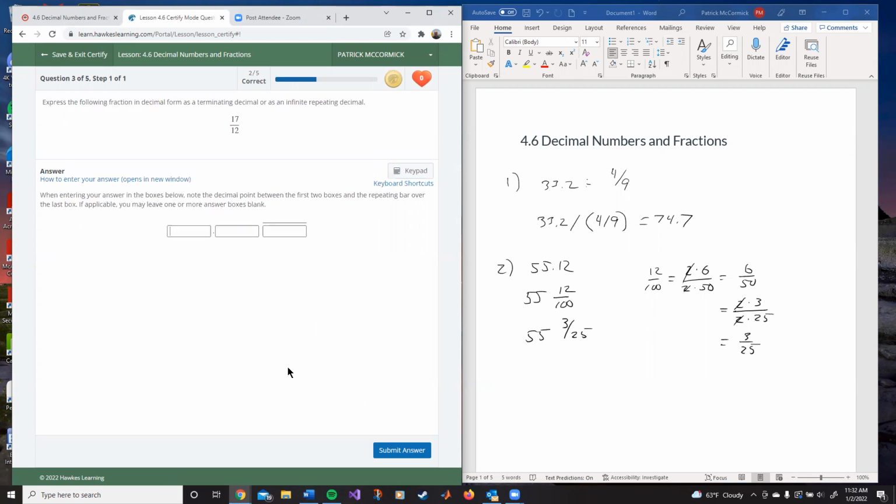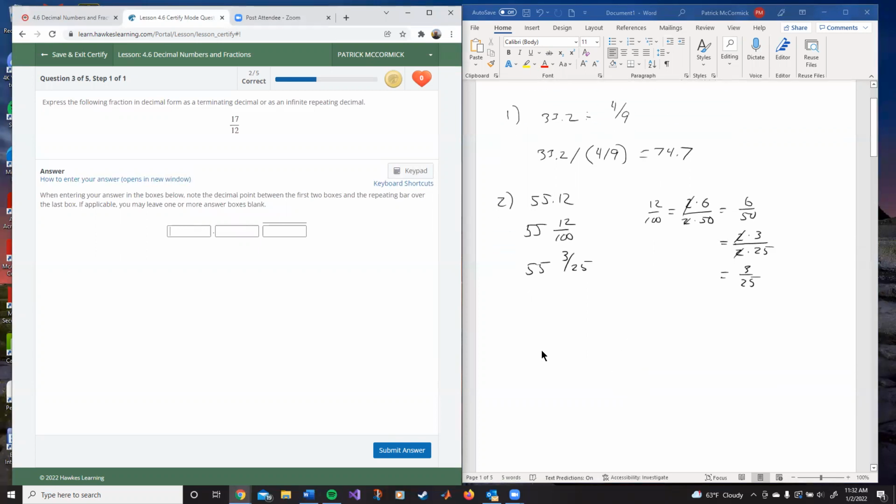All right, step 3, it says express the following fraction in decimal form as a terminating decimal or as an infinite repeating decimal. All right, so let's see here. This is number 3. So 17/12. So let's do the division. 12 goes into 17, that's 1 time. 12, bring down the 5. 12 goes into 50, what is that, 4?